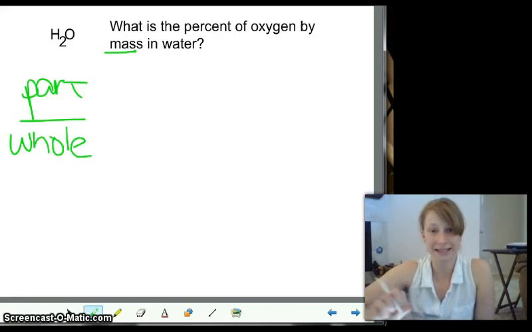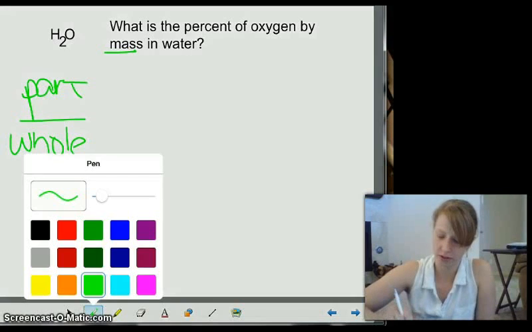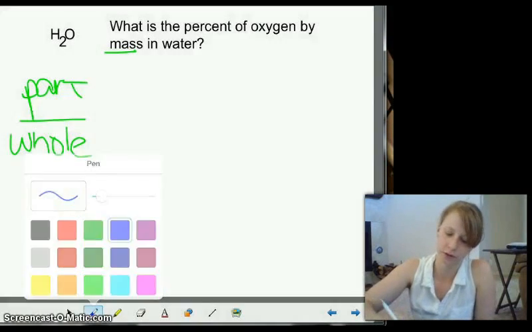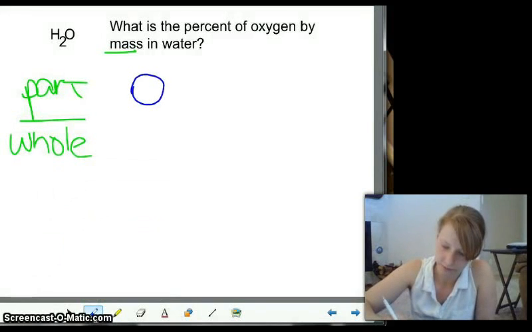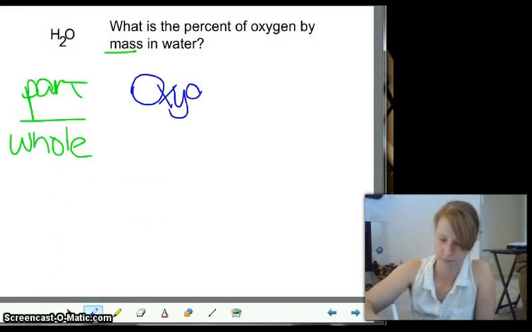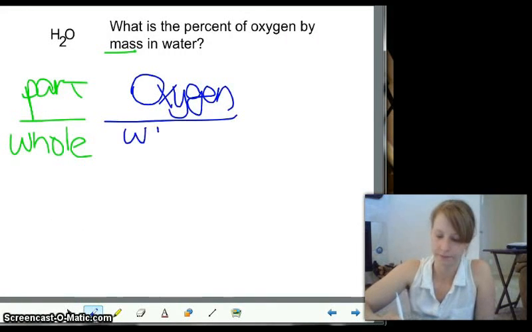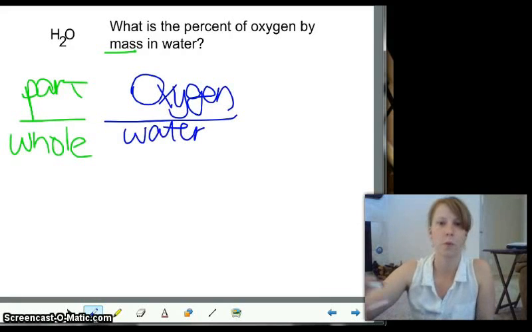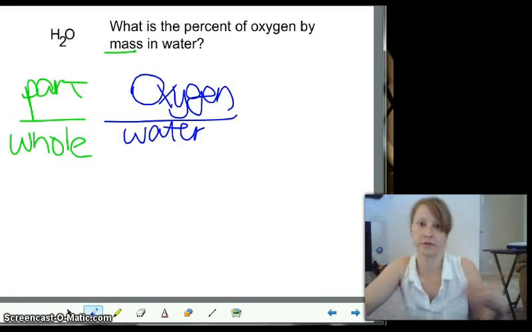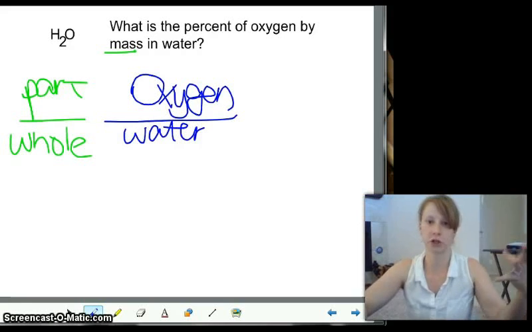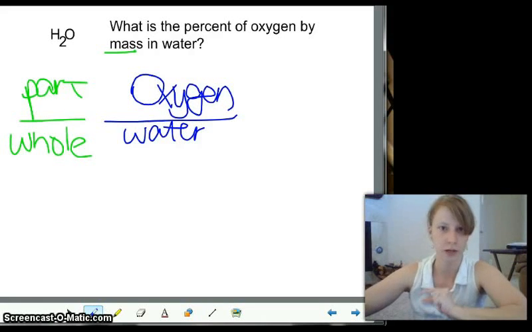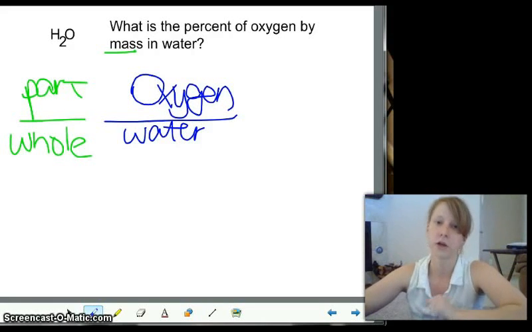Since we're asking about oxygen, the part is going to be oxygen. And the whole is going to be the water. Since we want to know what part of the mass of water comes from oxygen, how much comes from oxygen. So again, we're looking at the mass, which means you need your periodic tables.